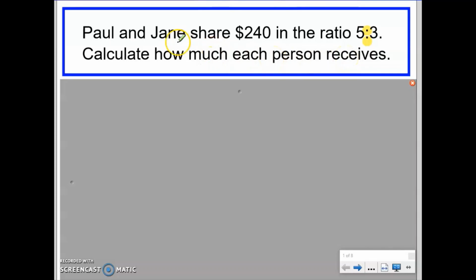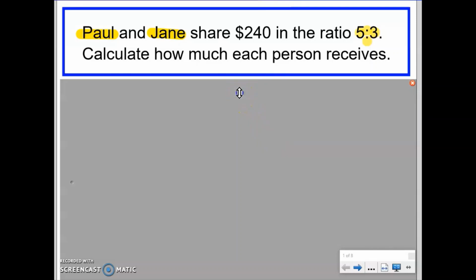One other thing to note at this point is the order of the question. Paul comes first in the worded question and Jane comes second, which means that Paul is associated with the first number in the ratio, the 5 parts, and Jane is associated with the second number in the ratio, the 3 parts. And we're asked to calculate how much each person would receive if we divided $240 into this ratio.